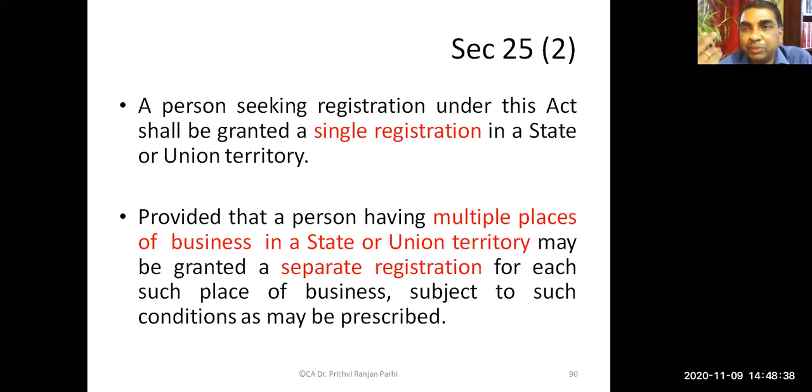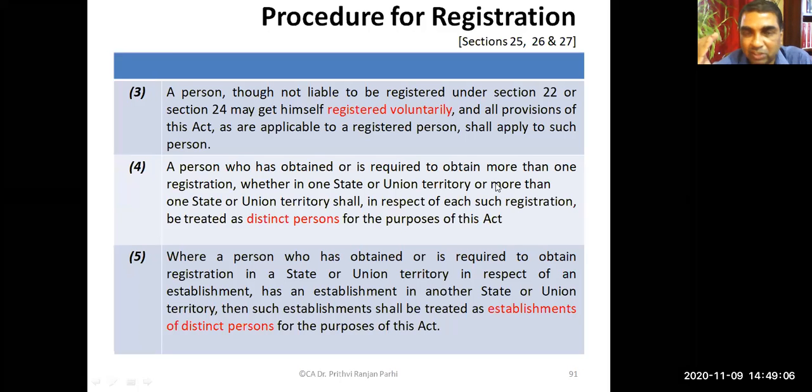Well, the concept of single registration we have already covered. A person seeking registration under this Act shall be granted a single registration in a state or in a union territory. But if somebody is having multiple places of business in a state or union territory, he may be granted separate registrations for each such place of business. So it is up to him. Normally, a single registration suffices, but if somebody wants, he can go for multiple registrations. This concept we already know. We have discussed all this.